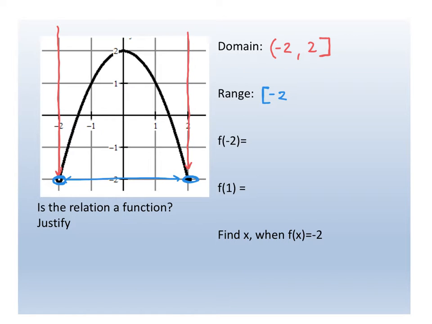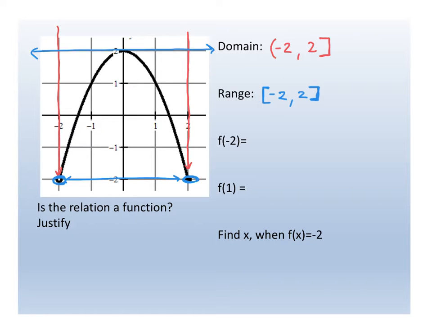Okay? Comma. And what is the highest y value? The highest y value is up here, which happens to be +2, and it includes it because it touches it. So that's a bracket. Okay? So that is your domain and your range.